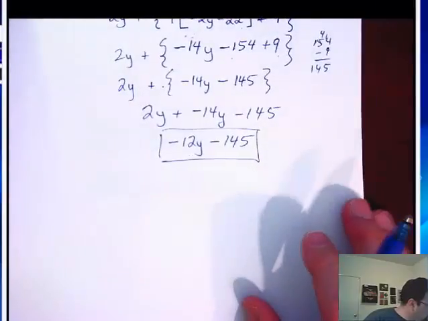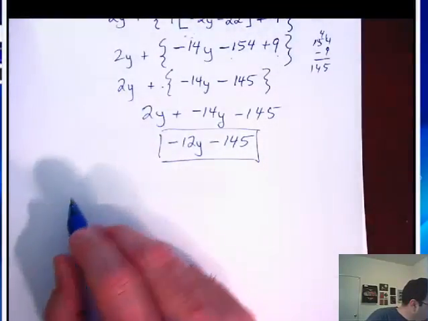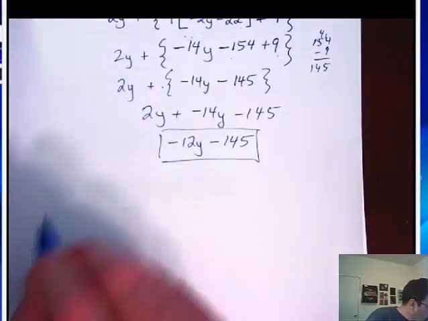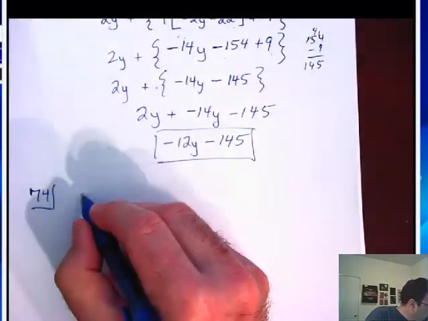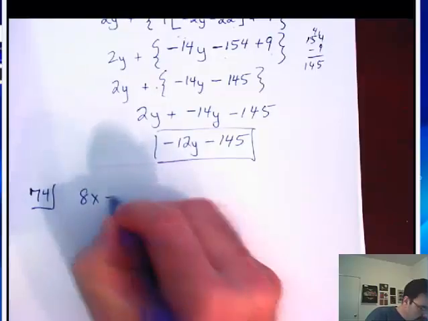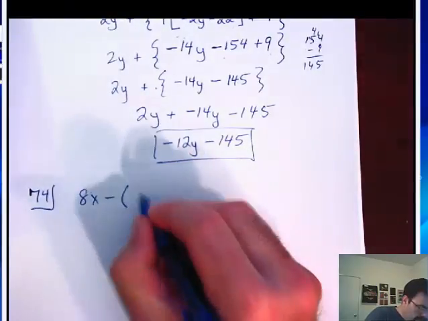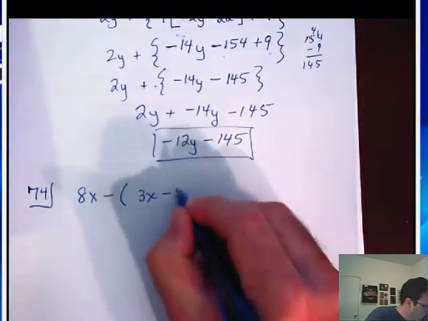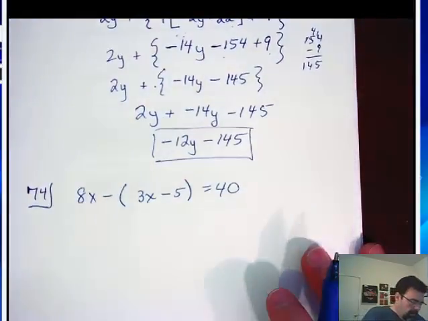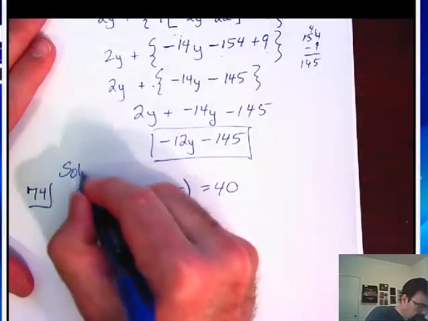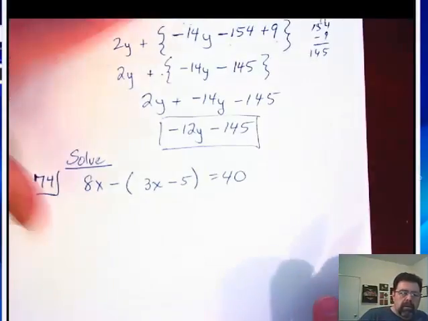Alright, so let's solve a couple of equations. This is number 74 in the book. 8x minus 3x minus 5 equals 40. So, and the direction is just solve.